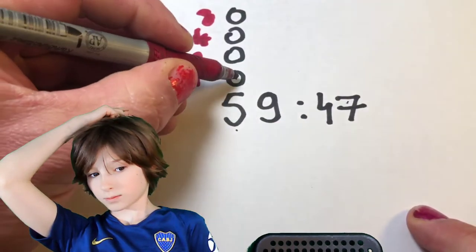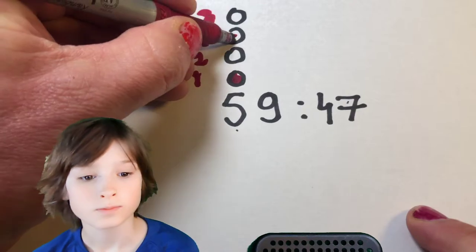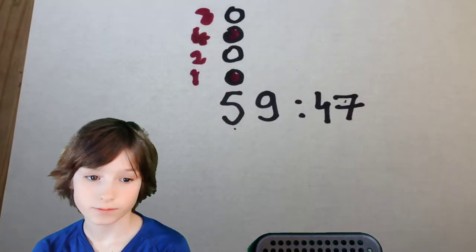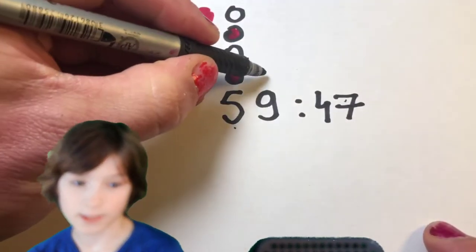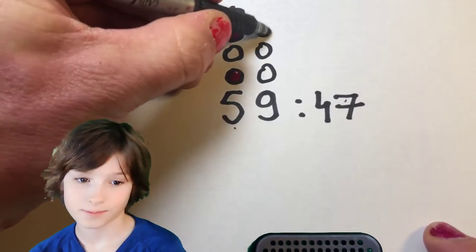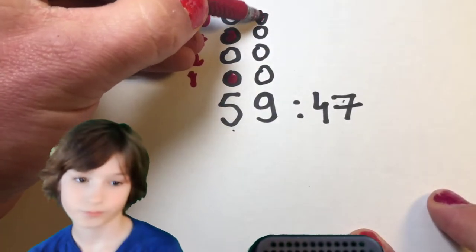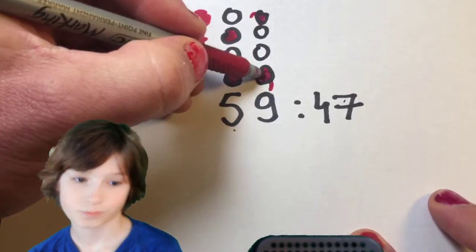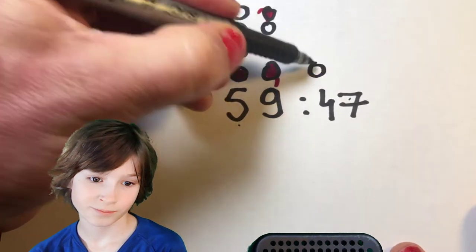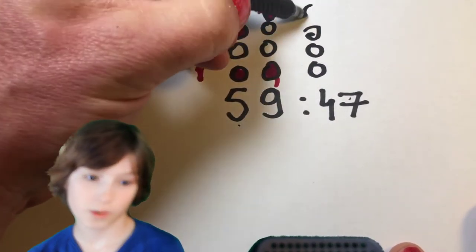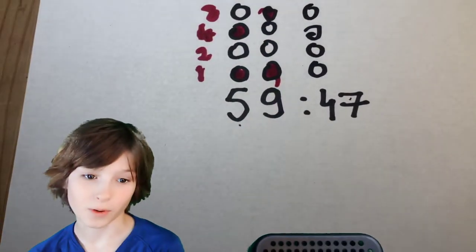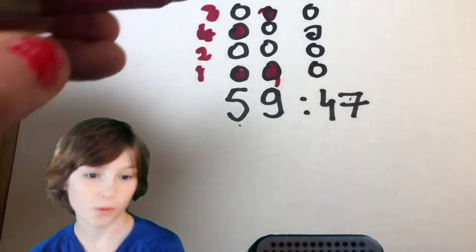So I get red dot, red dot. How about 9? 9 is 8 plus 1. Oh, so we start to see the pattern here. When we think about it, it's not that hard. How about 4? Just 4. Just 4.